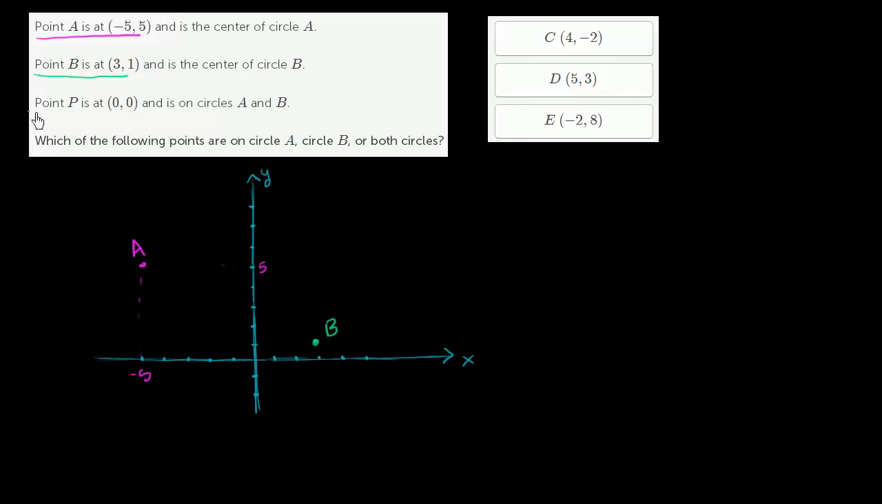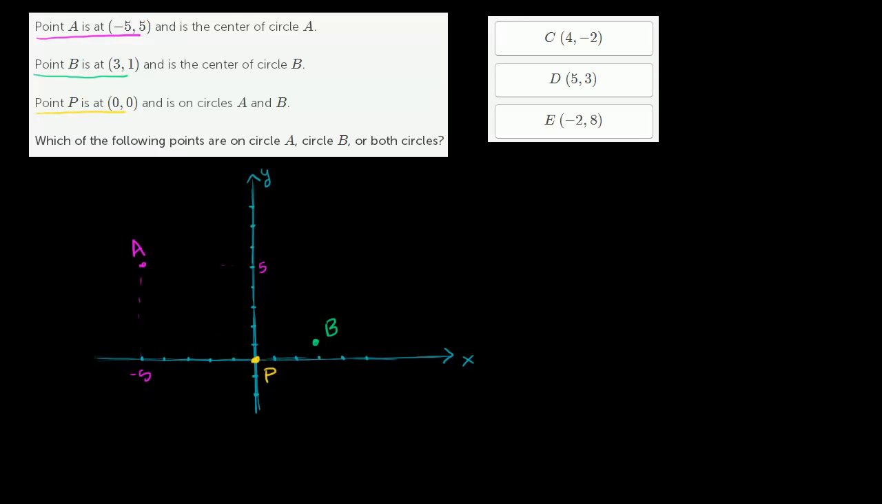Point P is at 0, 0. So it's right over there at the origin. And it is on circles A and B. Well, that's a big piece of information because that tells us if this is on both circles, then that means that this is B's radius away from the point B, from the center, and this tells us that it is circle A's radius away from its center, which is at point A. So let's figure out what those radii actually are.